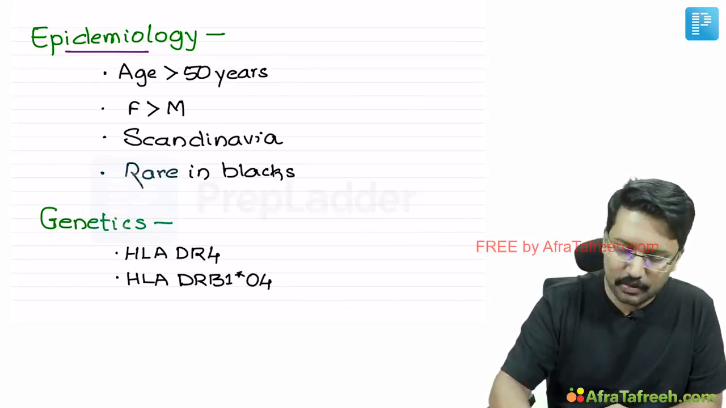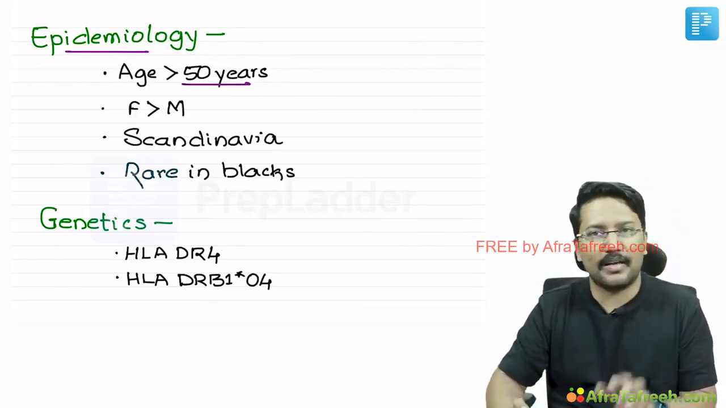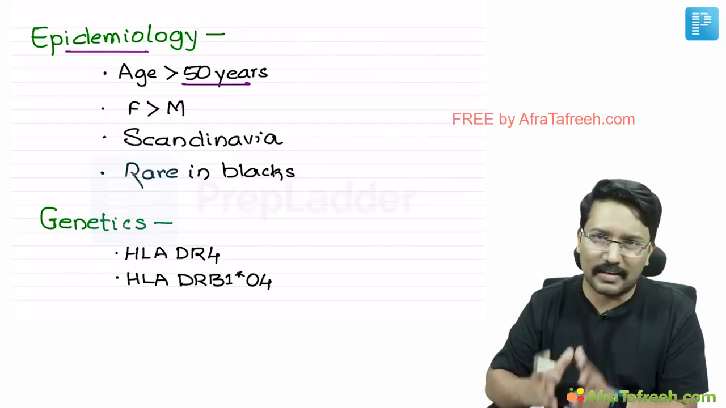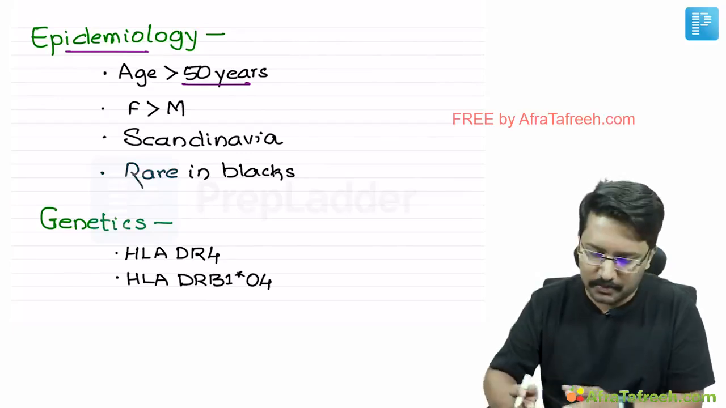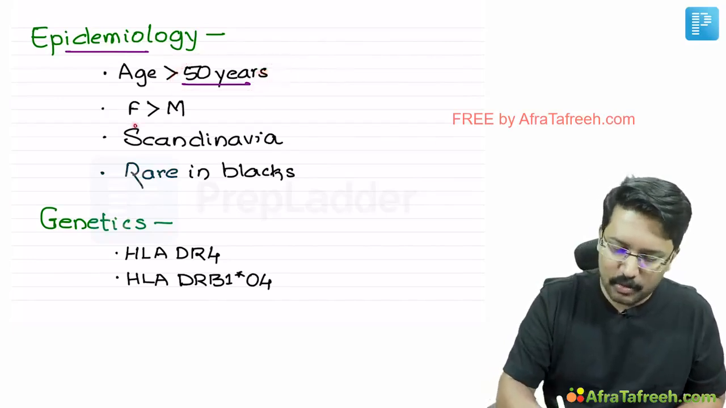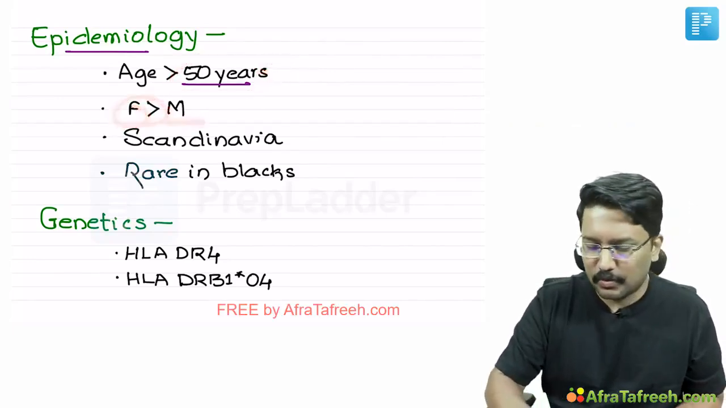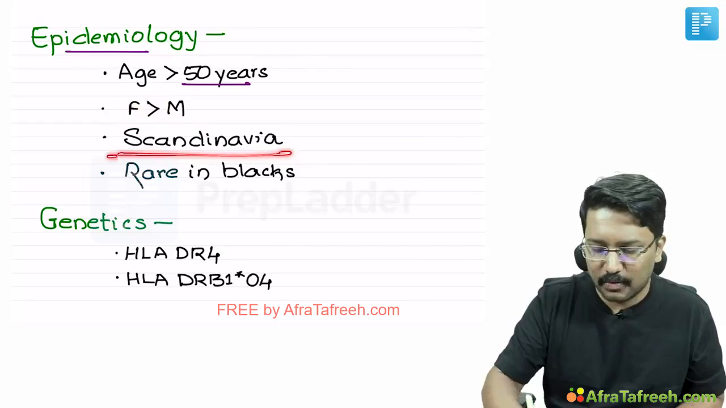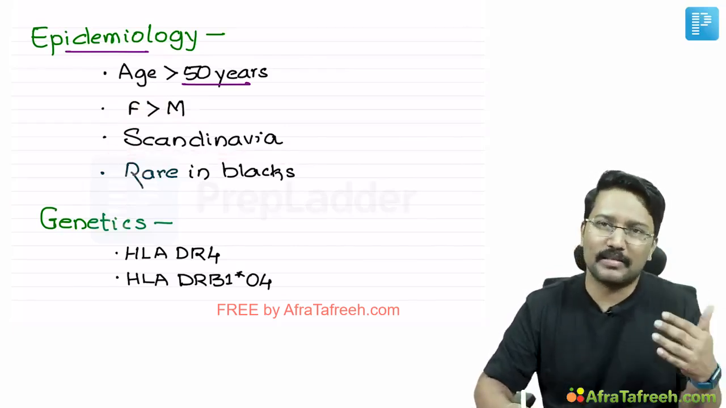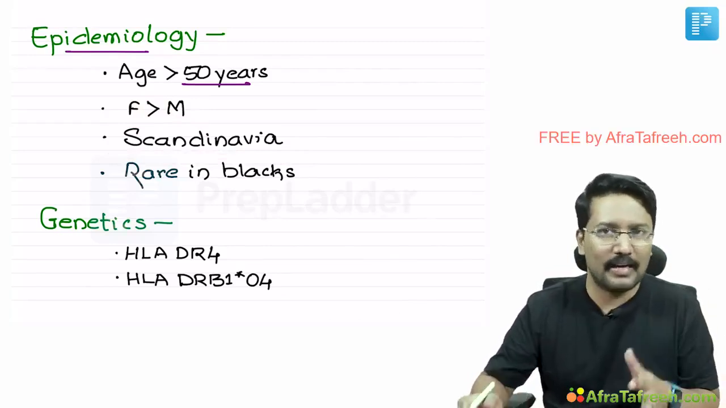So here it is a disorder of elderly. Majority of the cases are diagnosed after 60 or 70 years. For the classification criteria, at least 50 is the minimum entry age. So age at presentation should be 50 plus. Females are more affected than males, and most of the cases are reported from Scandinavian countries, Northern Europe and the US.